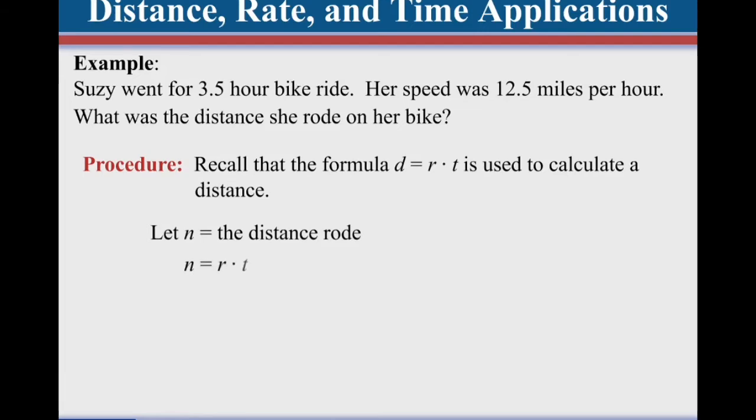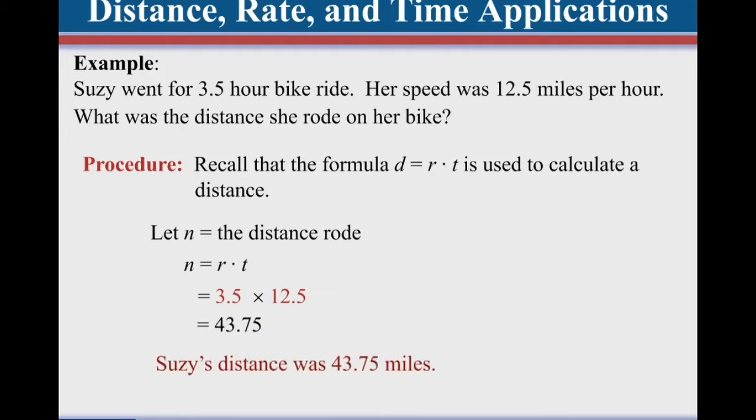So we need to do the speed times time, or the rate times the time. And when we do that, 3.5 times 12.5, we know how to do that multiplication, and we get 43 3/4 miles. We need to make sure that we include the units.